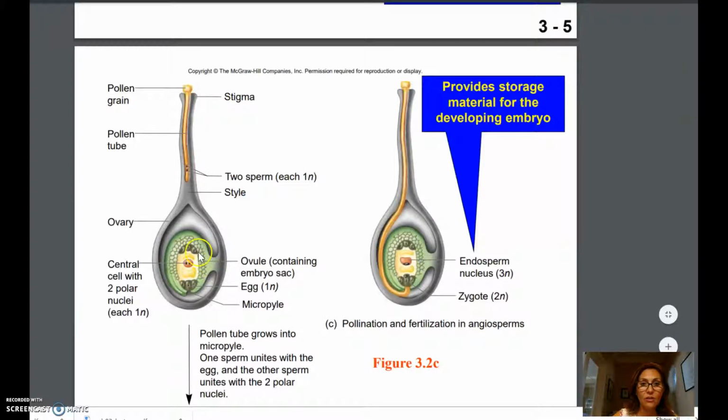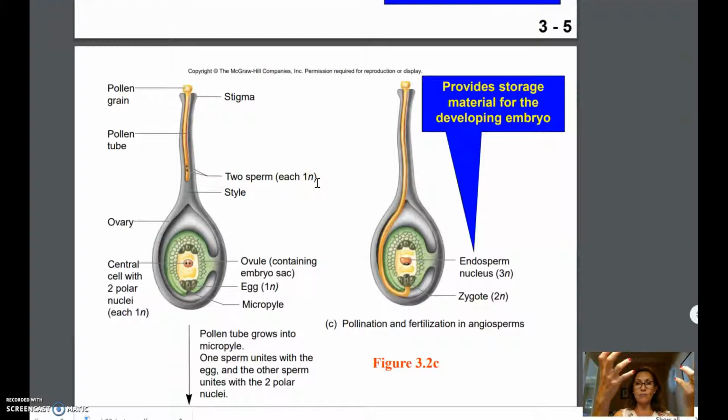You have the ovule, which has the embryo sac inside of it, and then the actual eggs down here, which are haploid. Bear in mind that the 2 sperm nuclei here are also haploid. Sperm nuclei and ovum nuclei merge and become a diploid zygote.